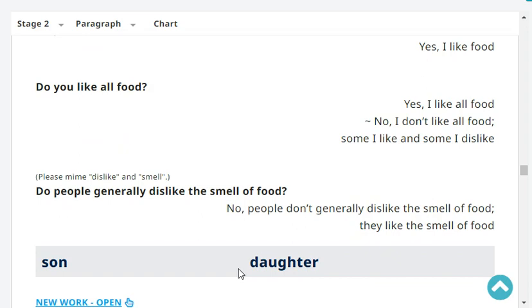Do people generally dislike the smell of food? No, people generally don't dislike the smell of food. They like the smell of food. Very good.